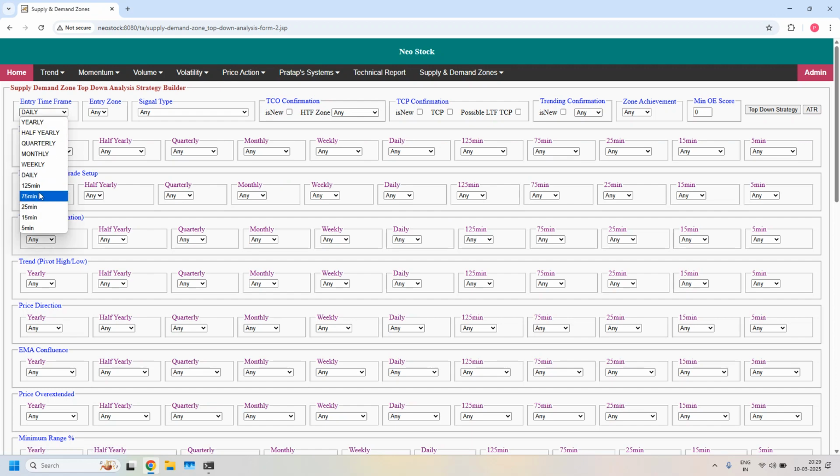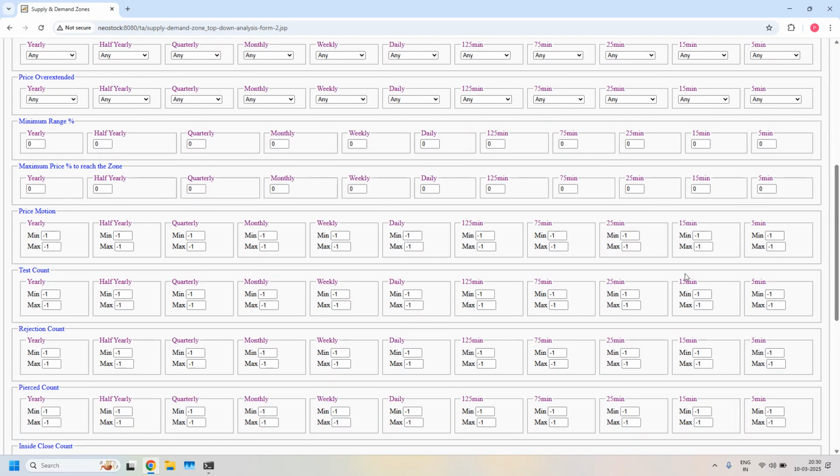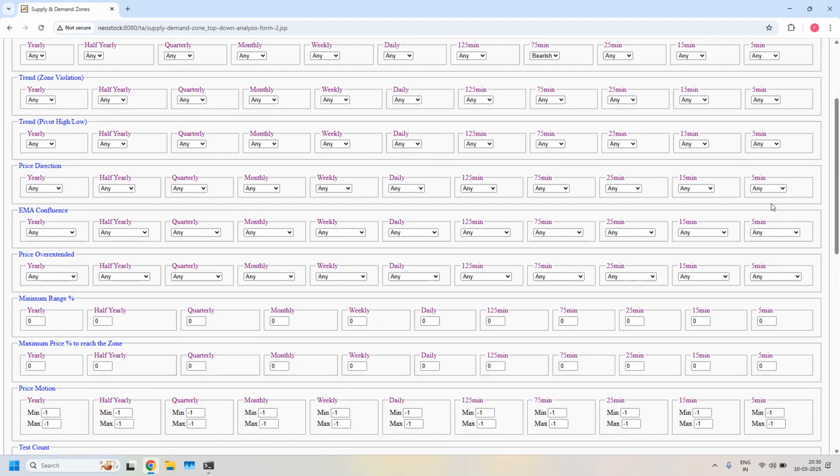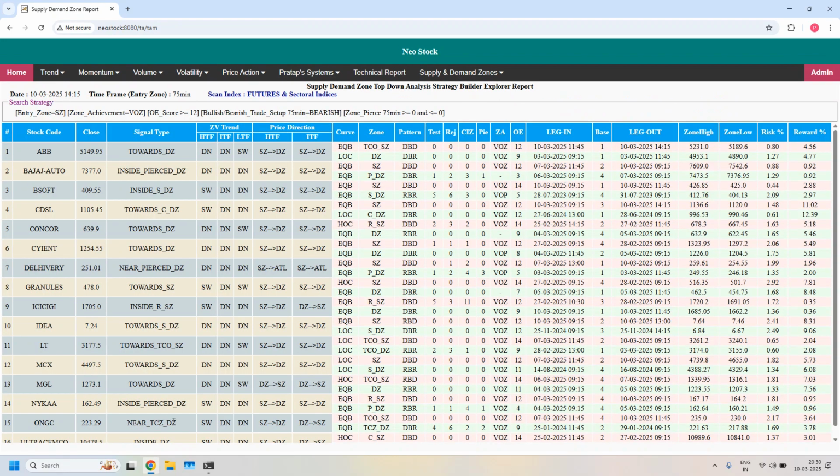Entry time frame 75 minutes, entry zone supply zone, bullish or bearish: 75 minutes bearish. Zone achievement VOZ, minimum order enhancer score 12, and the 75 minutes supply zone should not be pierced. So pierced count 75 minutes, minimum value 0, maximum value 0. With these filters we got several stocks. So first 15 stocks in the list. So total 16 stocks we got.